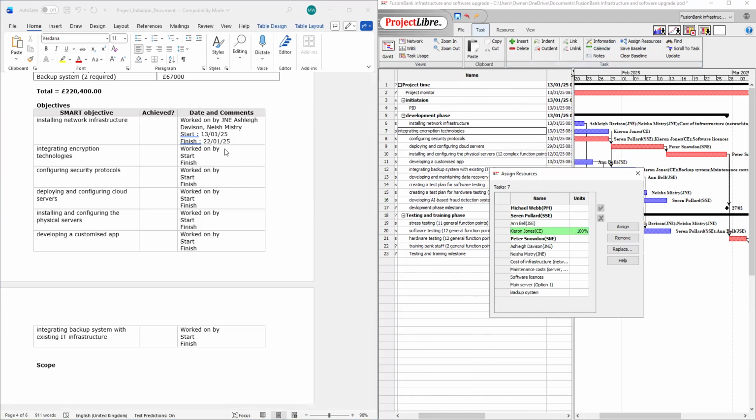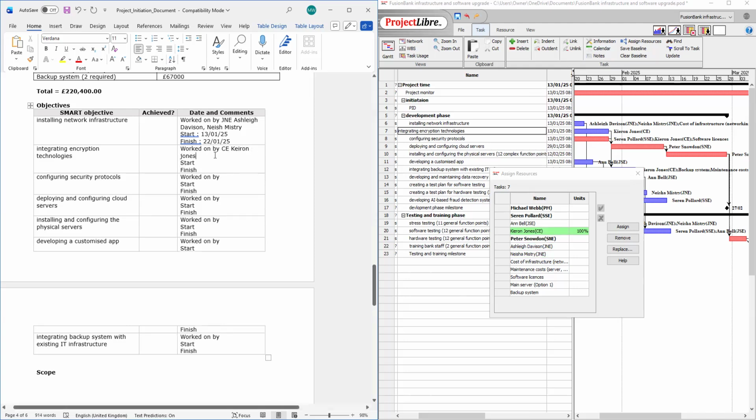Kieran Jones, worked on by CE. Put the names in it. All right, worked on by CE Kieran Jones. And the start date of this would be 13/1, the same as this one. I'm just going to copy it.